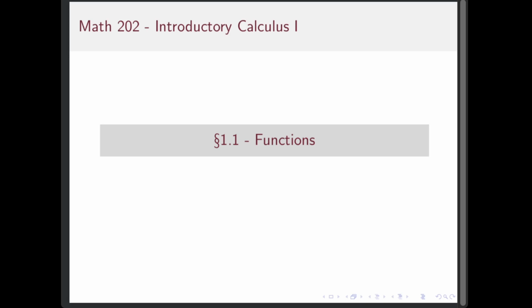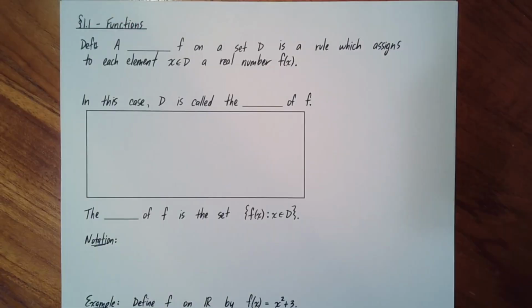So the first section, 1.1, is all about the mathematician's favorite object, called the function. Almost every problem we deal with in calculus will involve functions in some way. So it's absolutely crucial to have a clear understanding of what they are and how they work. So that's what we'll jump into right now.